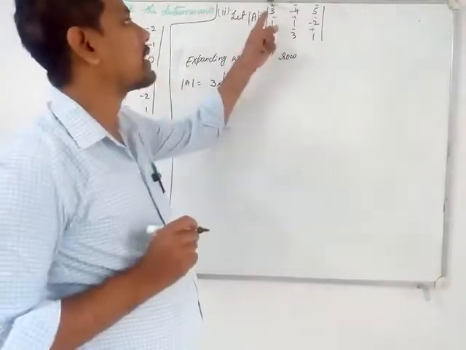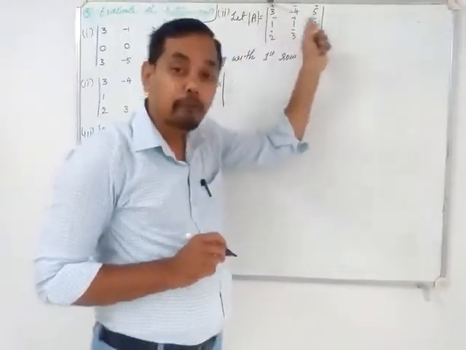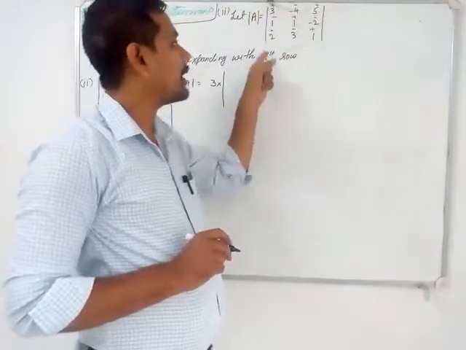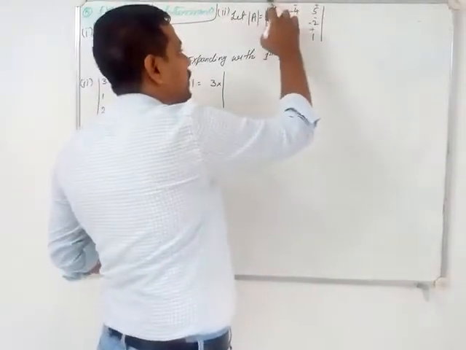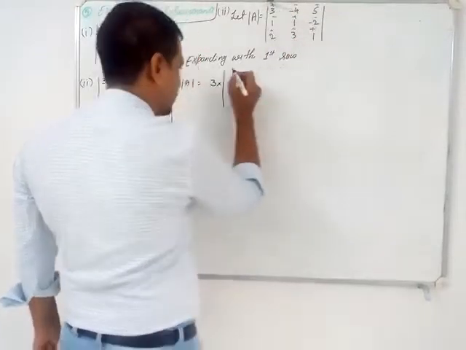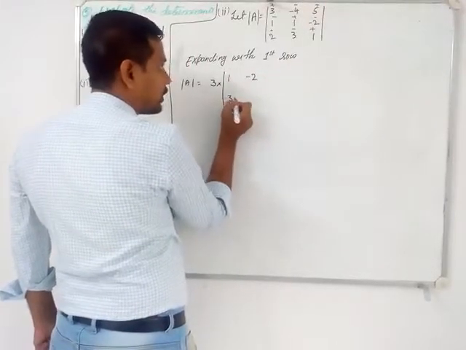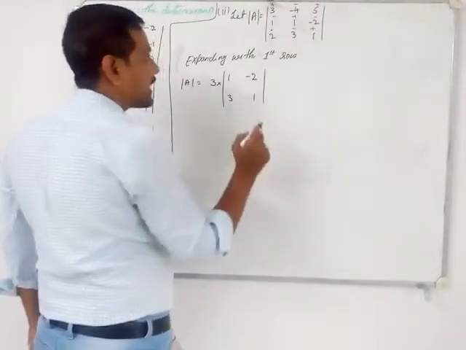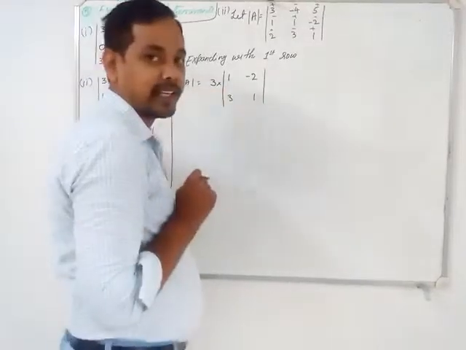Into, see, this 3 is there in the first row and first column. So neglect the row and column in which 3 is there, so neglect the first row and first column. If I neglect the first row and first column, what will remain? 1, minus 2, 3, 1. Once again I repeat, these signs are there only for the outside element, not for the inside element.